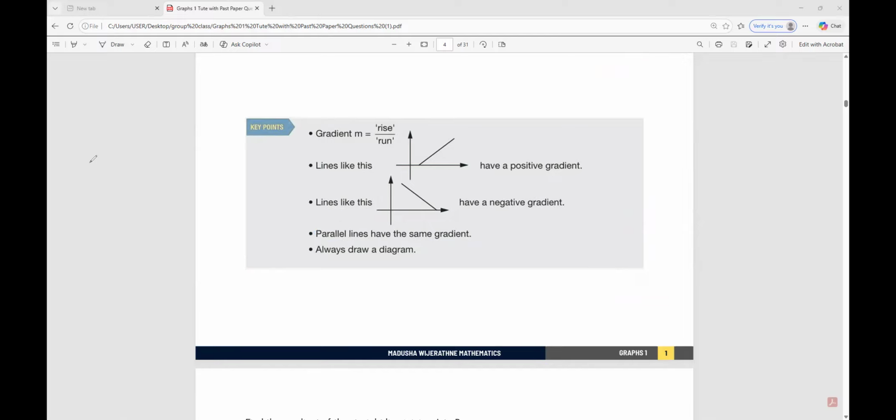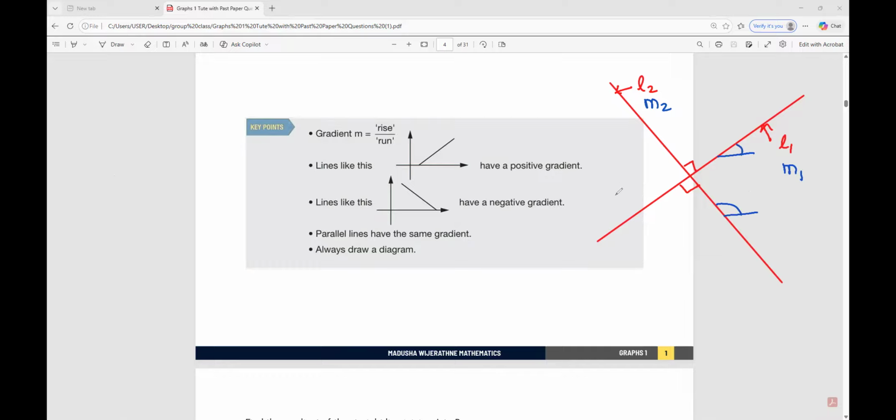Perpendicular lines means lines which make a 90-degree angle, like this way. This angle is 90. If this is the first line and this is the second line, they have different gradients, but there is a relation between these two gradients. This is M1 and this is M2, the gradients. You can see one line is making an acute angle and the other an obtuse angle, so one should be positive and the other negative.